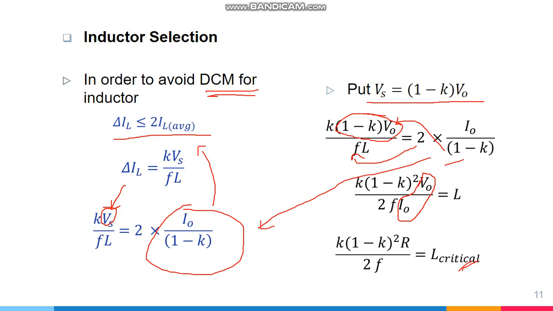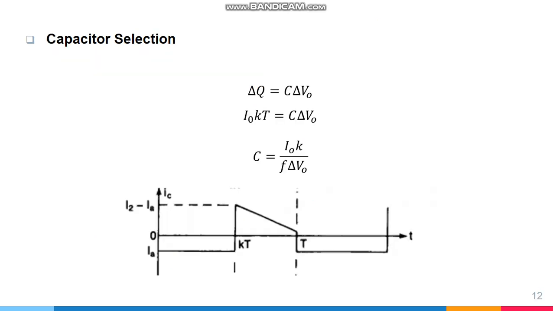If I am given a range that the output current may vary from 1 to 10 ampere, in that case I will always design the inductor on the basis of the lower current in order to avoid the discontinuous conduction mode. Now I have to calculate the capacitor.